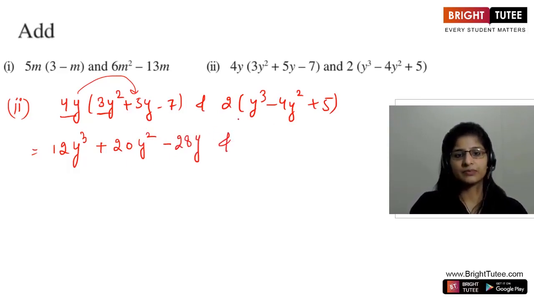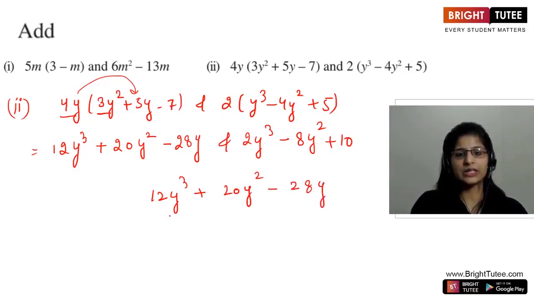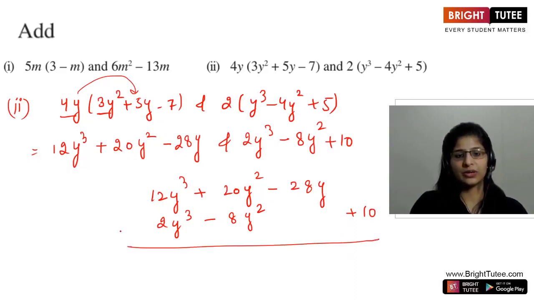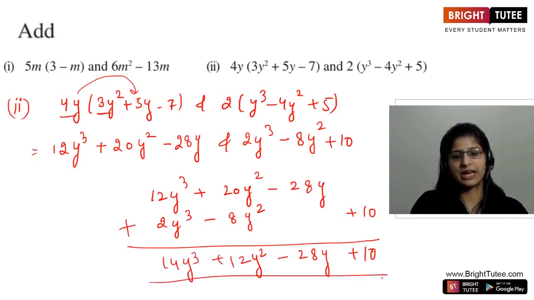And the second one, 2y cube, minus 2 fours are 8, 8y square, and 2 fives are 10. Let us add them. 12y cube plus 20y square minus 28y, and the next one is 2y cube minus 8y square plus 10, that we will write separately. Is that clear? Okay, let us solve it. So we are going to add them. Plus 10 as it is, minus 28y as it is, then plus 20y square minus 8y square is plus 12y square, and 12 and 2 is 14y cube. So this is the addition of these.